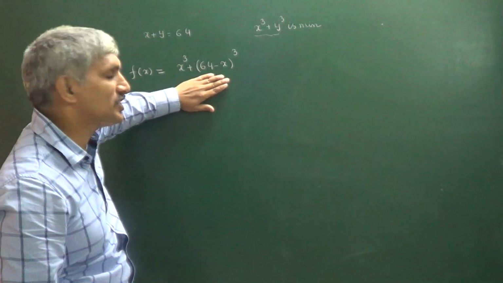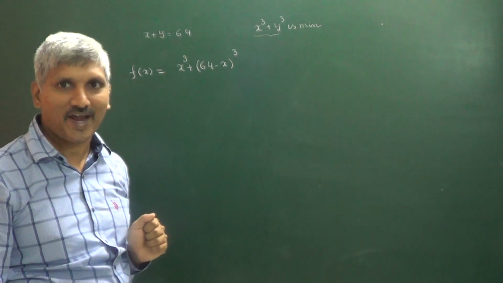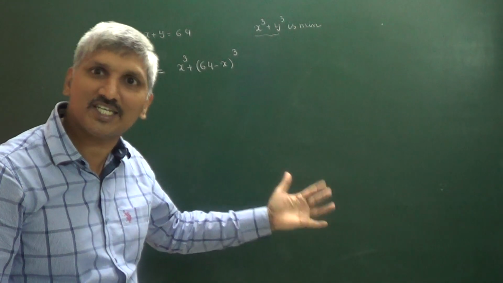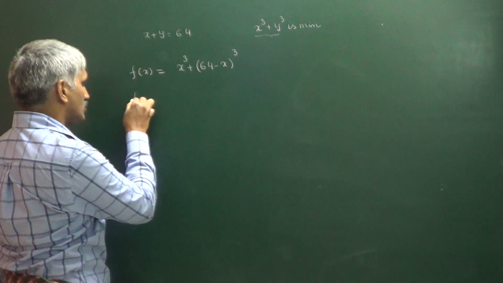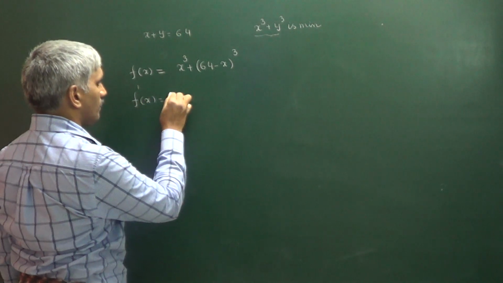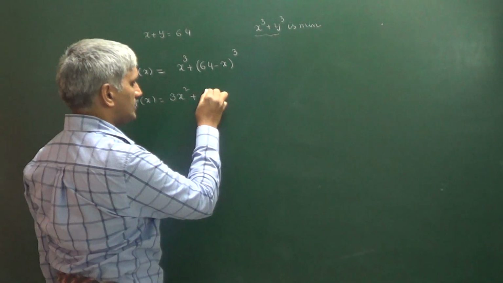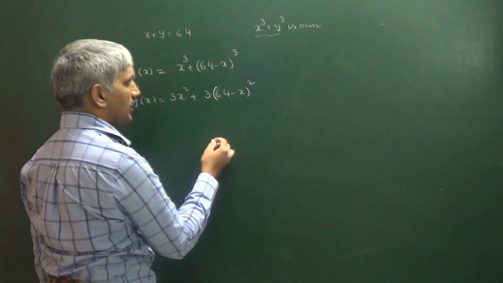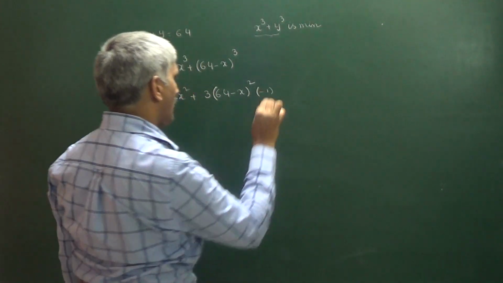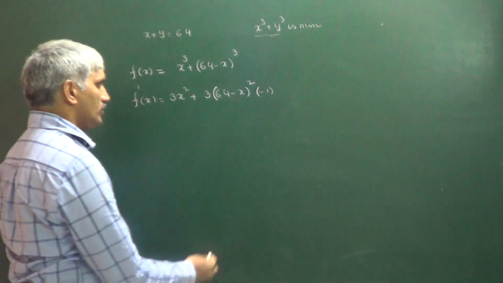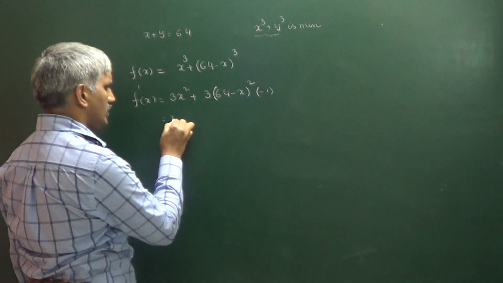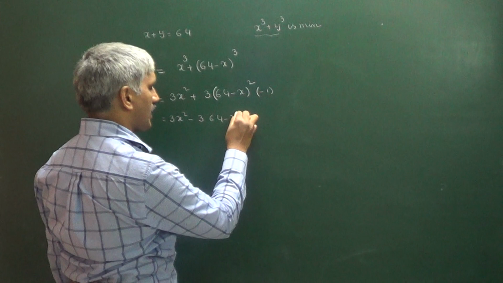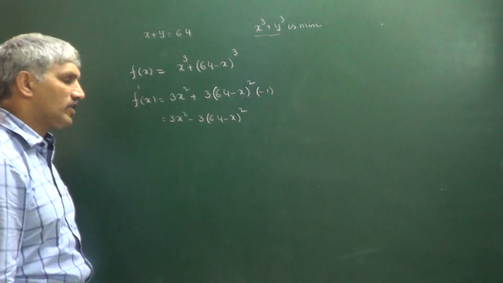Now he is asking for the minimum value of this function, right? So now this is the function: differentiate, equate to 0, find the x value, double differentiation, same procedure. Now f dash of x is equal to 3x square plus 3 into (64 minus x) whole square into inner function differentiation minus 1, right? That is 3x square minus 3 into (64 minus x) whole square, that is the first differentiation.